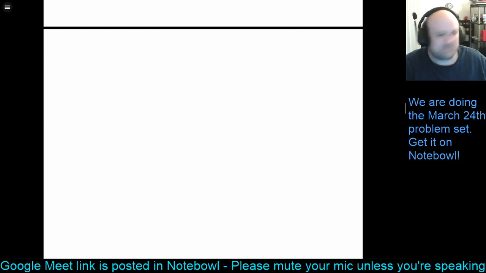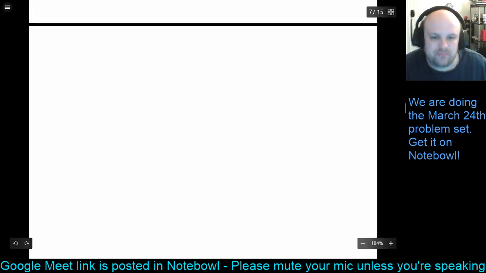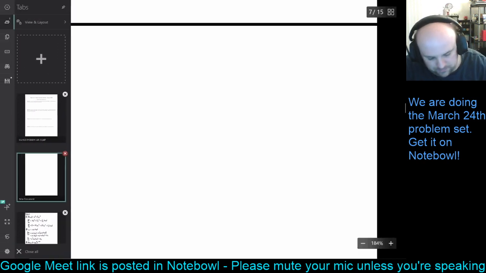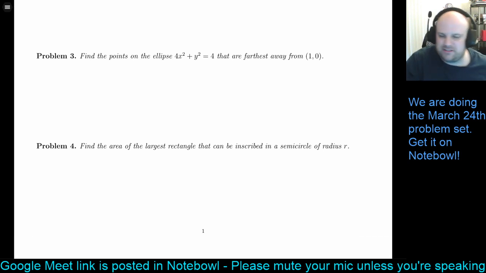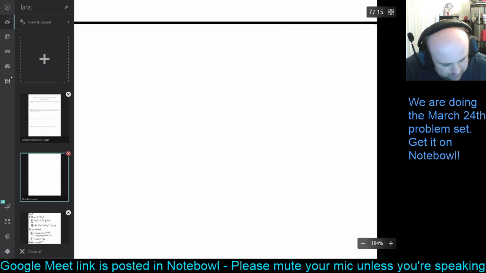All right. So let me go ahead and get this last one knocked out here. All right, so problem 4. Let me pull that up real quick. Problem 4 is another geometric one. It's kind of a neat one here. We want to find the area of the largest rectangle that can be inscribed in a semicircle of radius r. So that sounds all fancy, but it's not that bad. So let me go ahead and pull this back up.